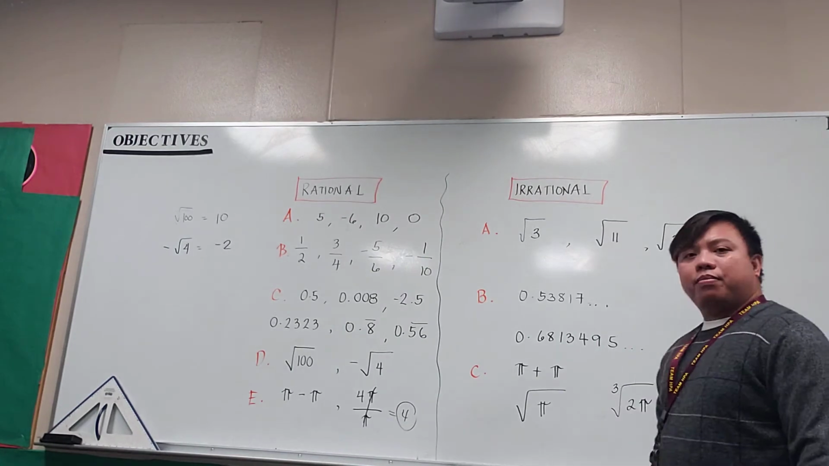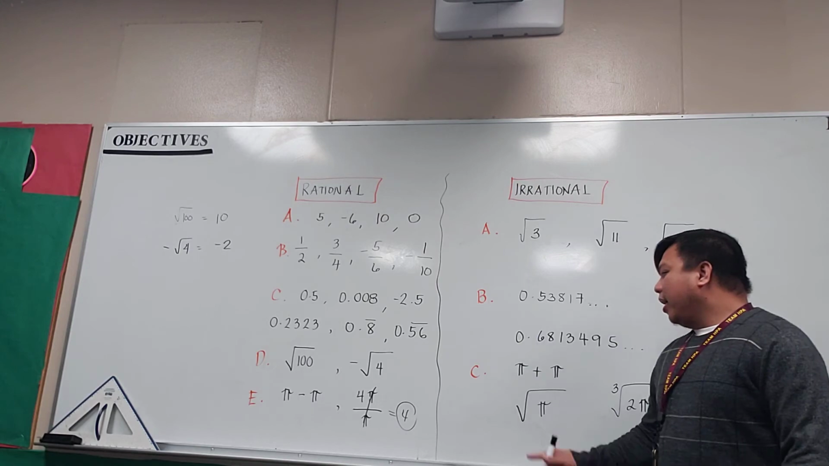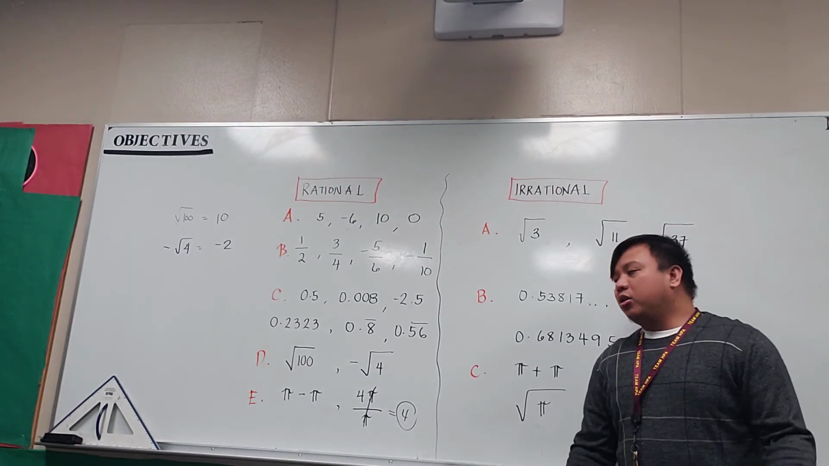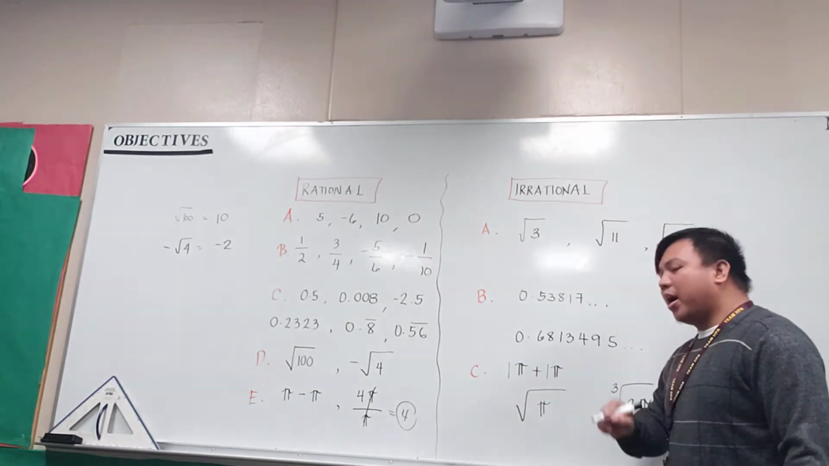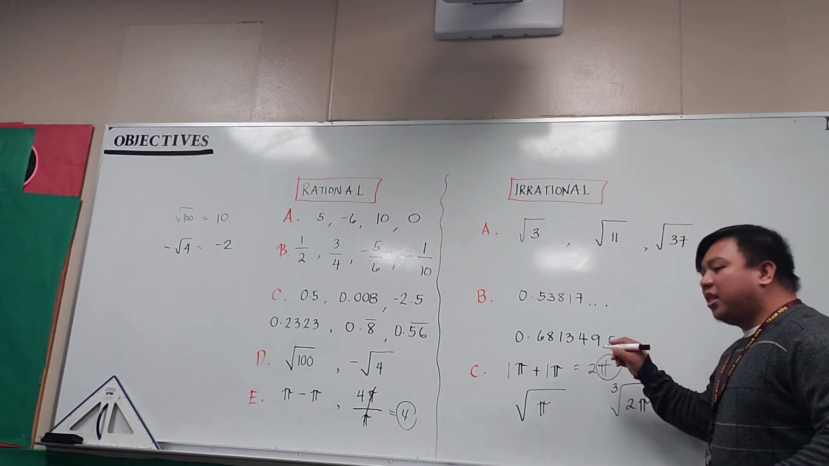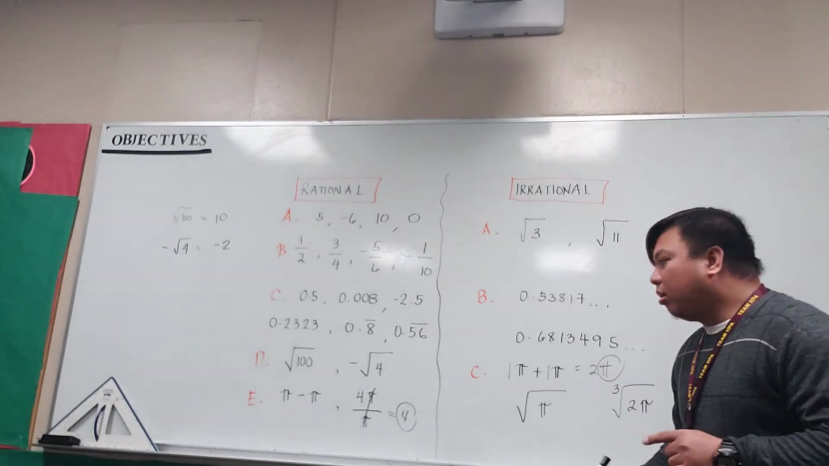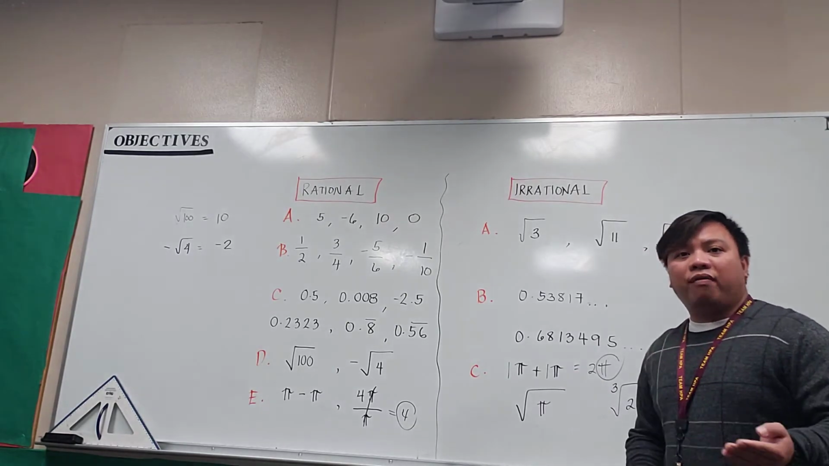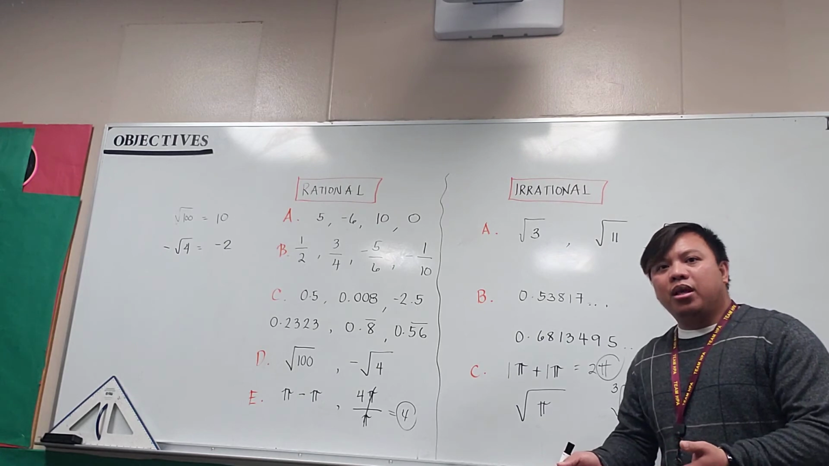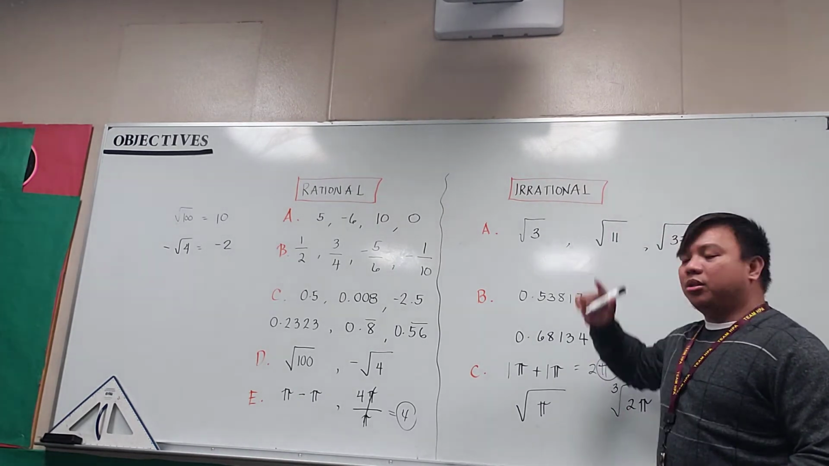And lastly, those numbers that have the expression of pi. Pi plus pi is going to be what? 2 pi. There's 1 pi in here, there's 1 pi in here. So 1 plus 1 makes 2 pi. And we know for sure that pi is irrational. So an irrational multiplied by 2 will definitely give you a decimal number that is continuous and has no pattern. That's why it's called irrational.